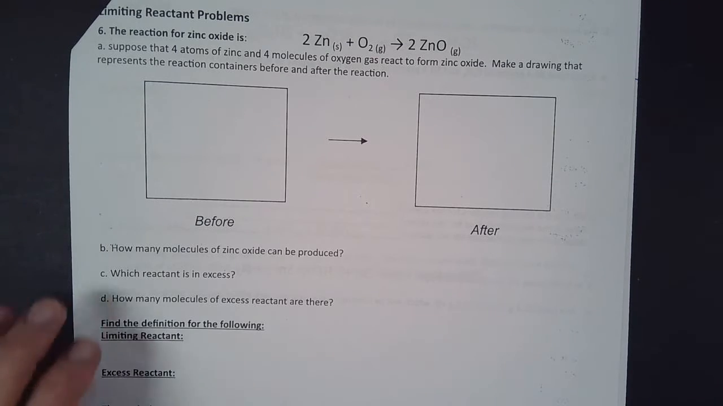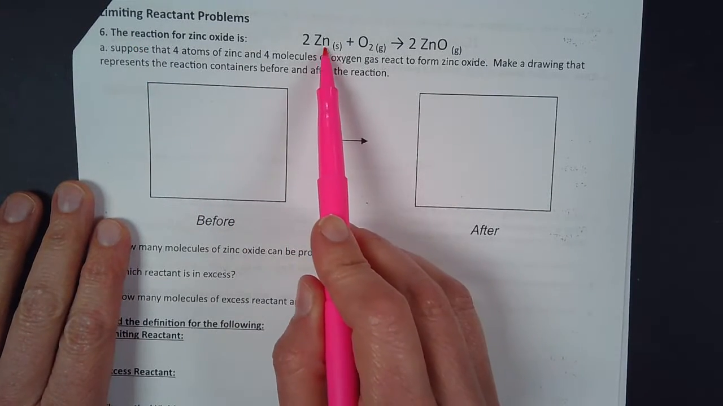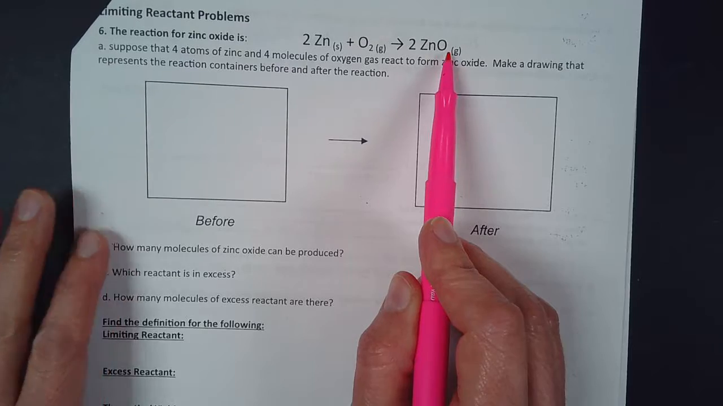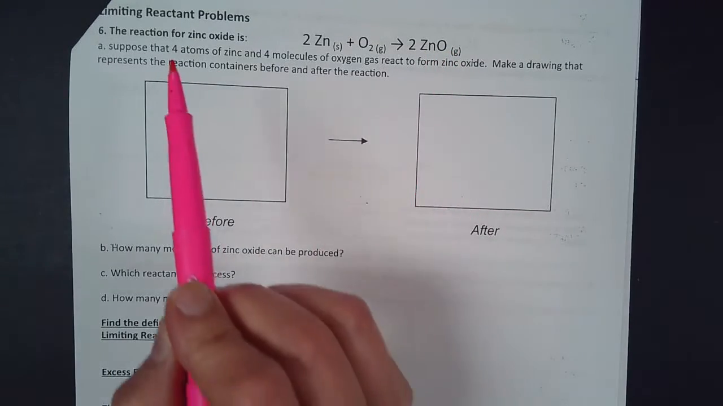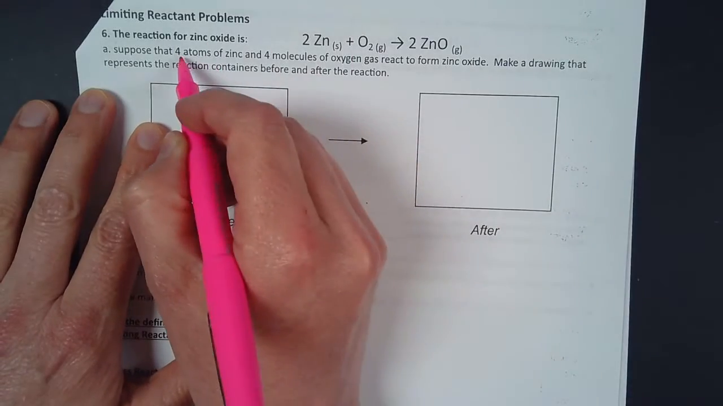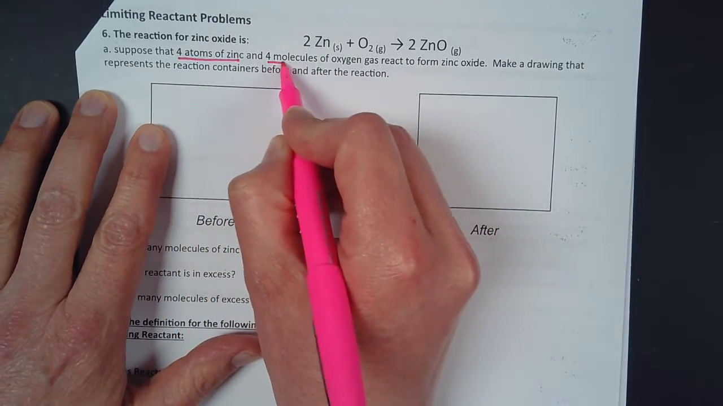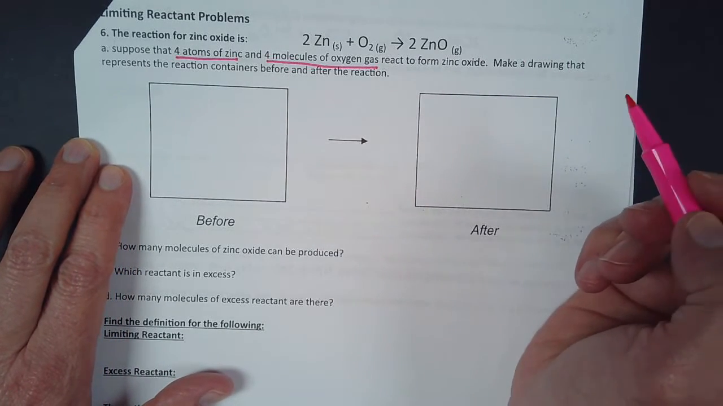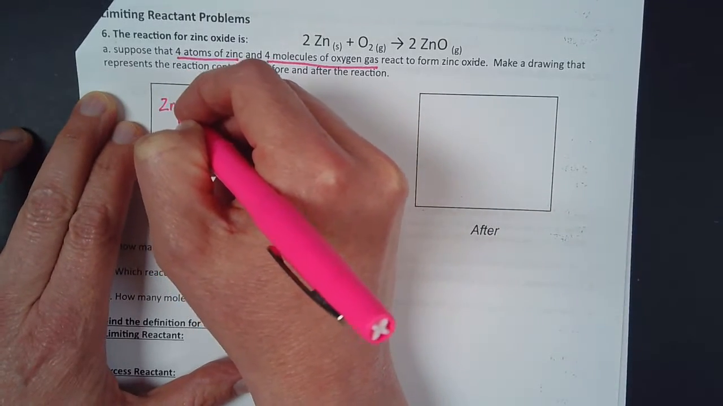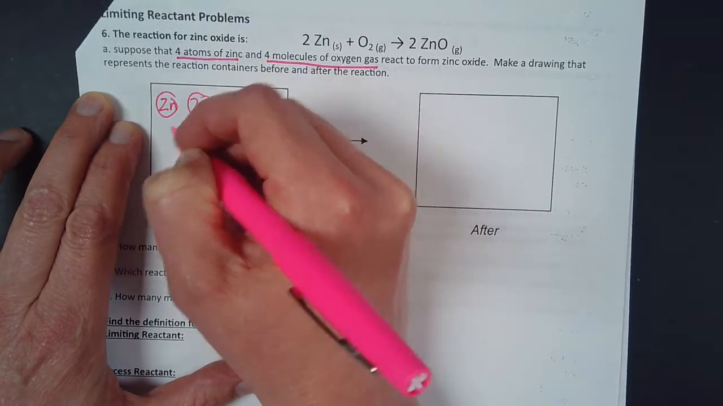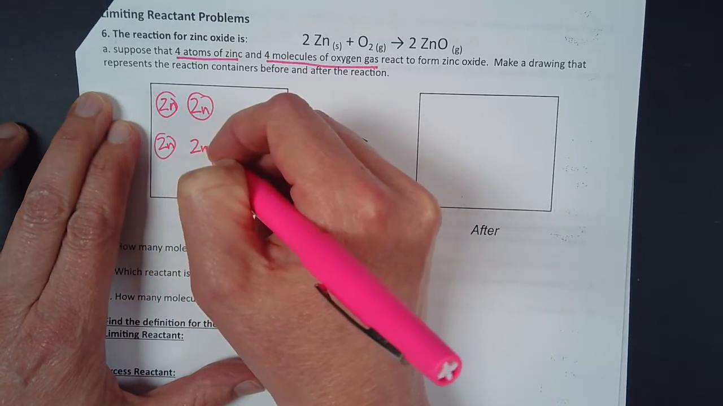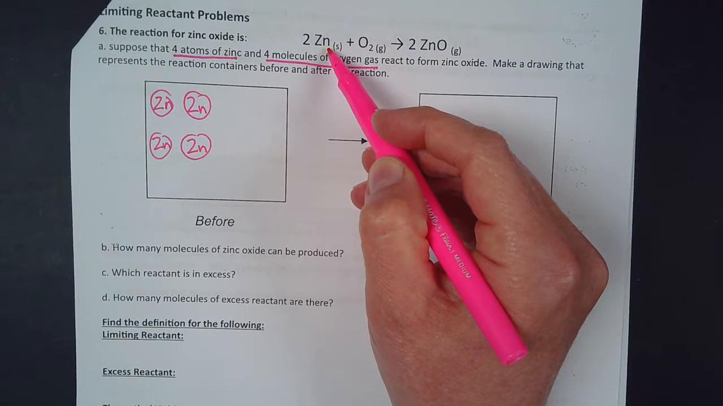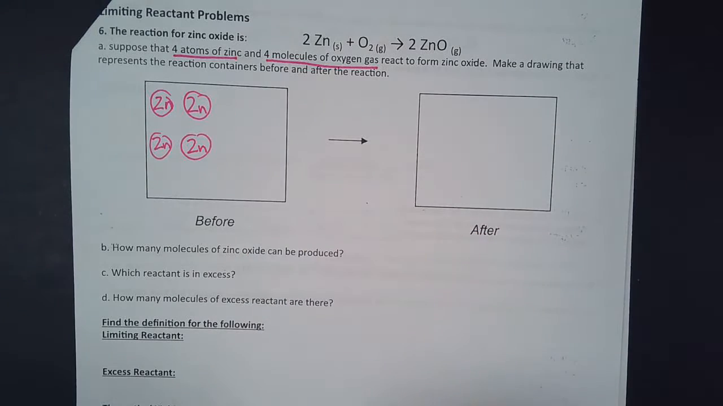All right, so we have zinc solid plus oxygen in the air, and that's going to form zinc oxide. Suppose that you have 4 atoms of zinc and 4 molecules of oxygen gas, and that reacts to form zinc oxide. So we're going to draw 4 atoms of zinc not touching because they're individual atoms, right? And zinc up here doesn't have a subscript by it, see? So it's just single zincs.